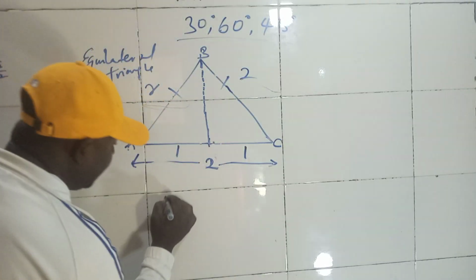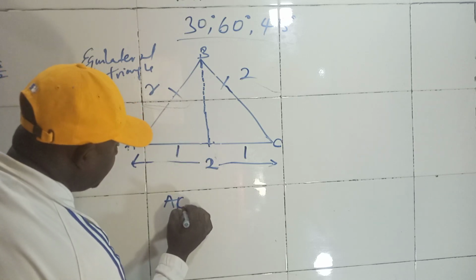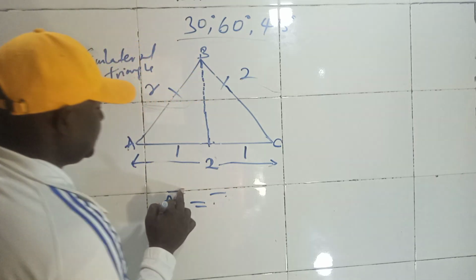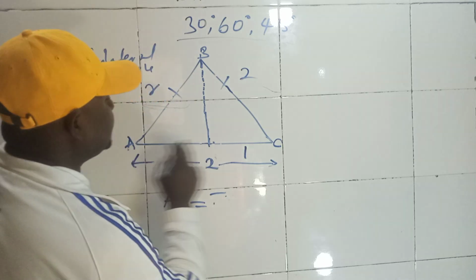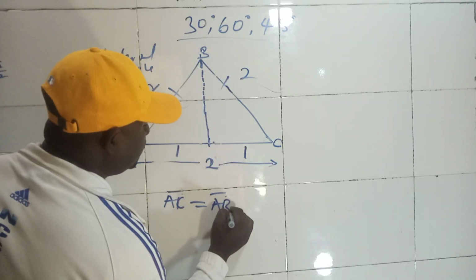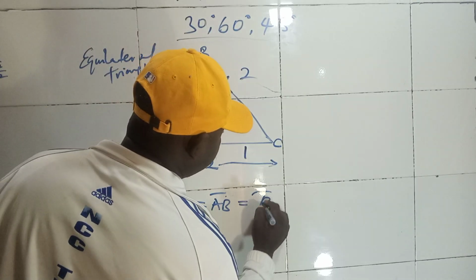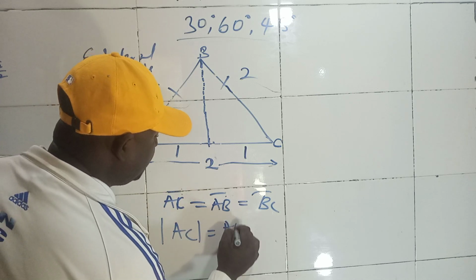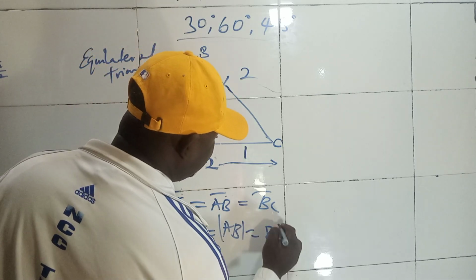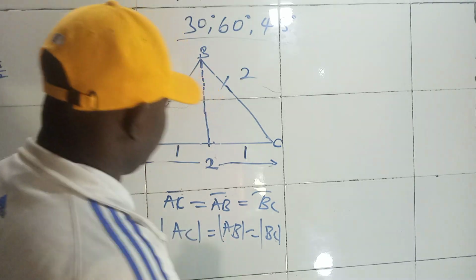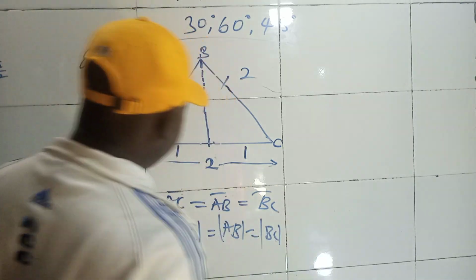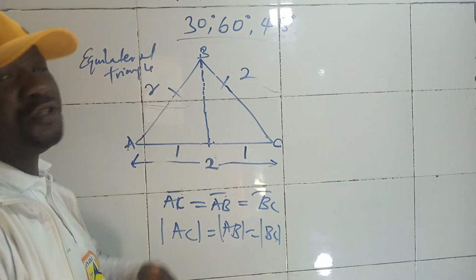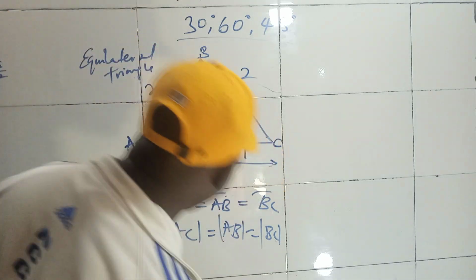This one will also be 2. Meaning that line AC is equal to line AB is equal to line BC. If you don't want to write it this way, you can say AC is equal to AB. You are still saying the same thing. Don't allow anybody to bamboozle you. Line AC is equal to AB equal to BC. If line AC is 2, therefore AB will also be 2. And BC will also be 2. It's as simple as ABC.